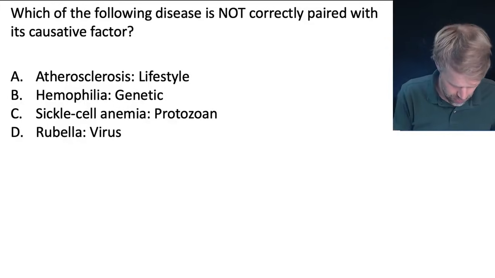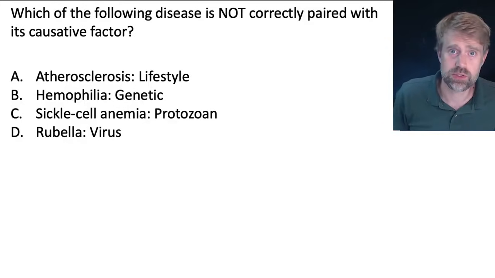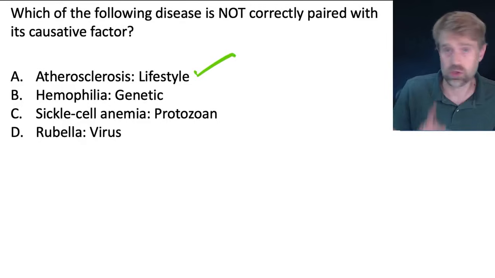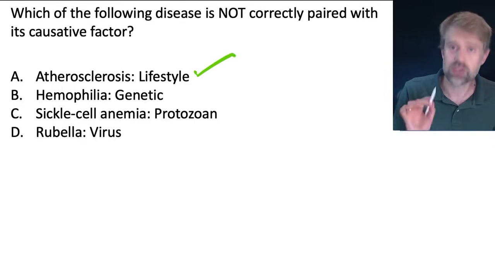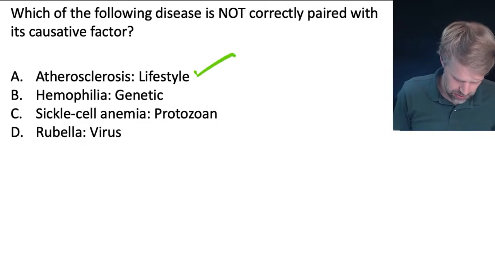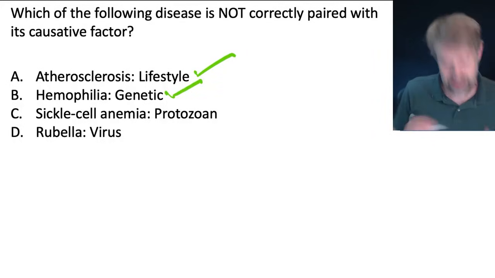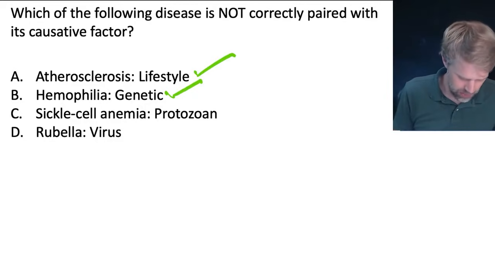Let's go one by one. Hardened arteries, atherosclerosis, lifestyle. Yes, that is correct. We're looking for the one that's wrong. Hemophilia, genetic. Yes, it is a genetic disorder that is inherited. Sickle cell anemia, protozoan. No, no, no. It's wrong, so that means it's right. How can it be wrong if it feels so right? Or how can it be right if it feels so wrong?